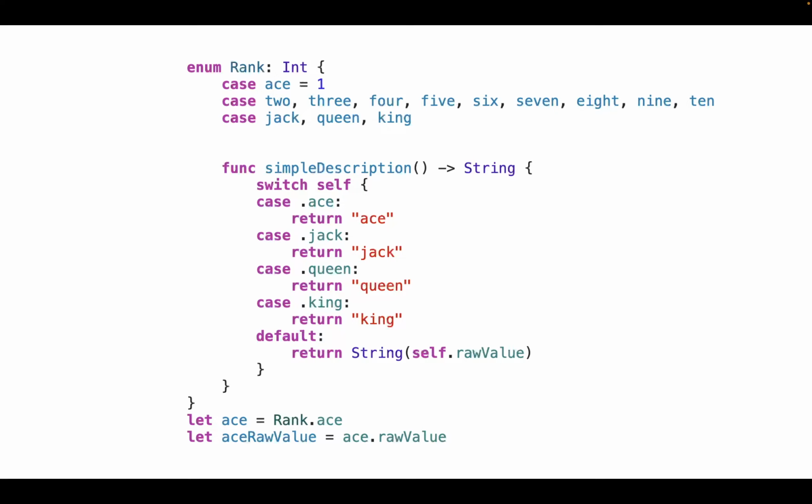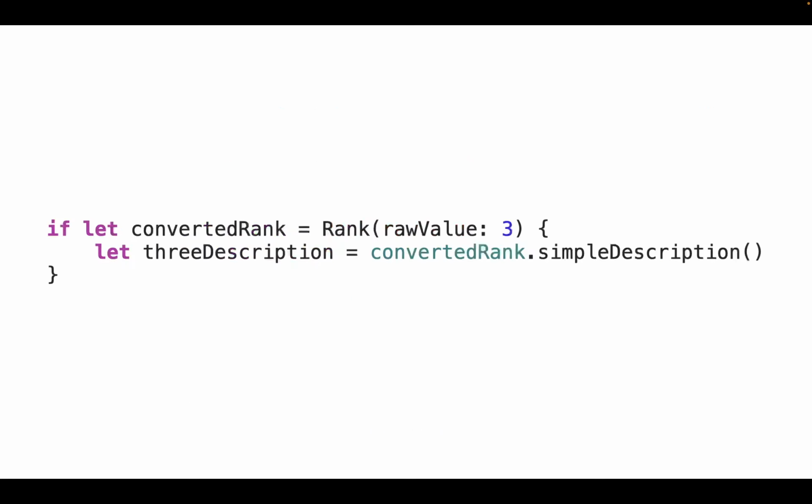Okay. Do you have any questions on enums? Nope. Okay. And when you have a raw value, Swift will automatically add a new initializer for you. This initializer is optional, meaning that if the raw value you pass is not valid, then it will return nil.